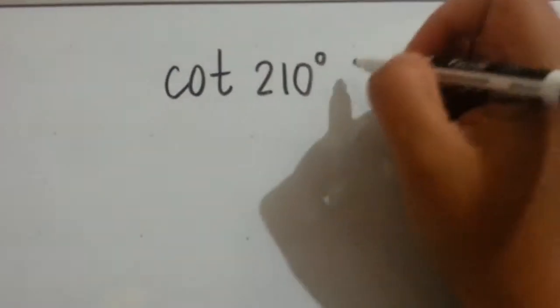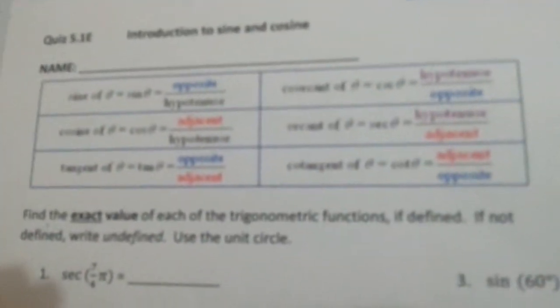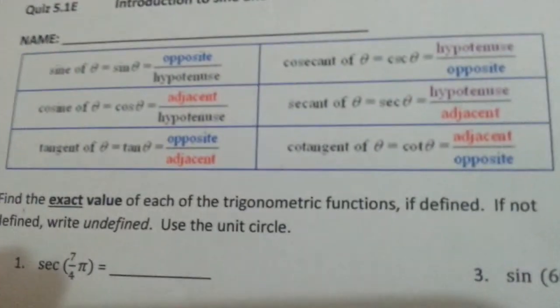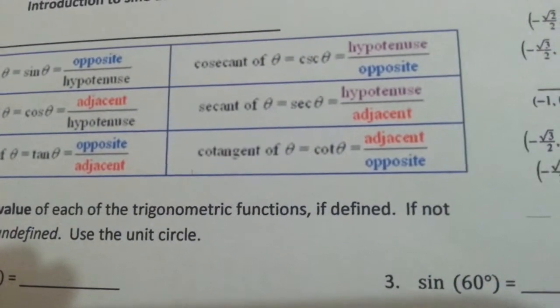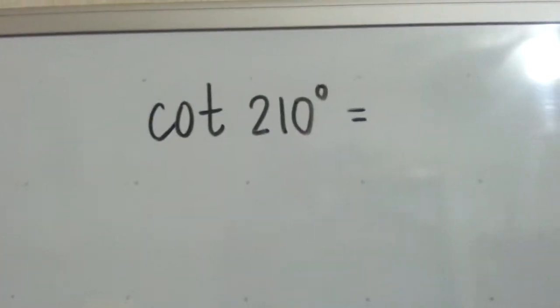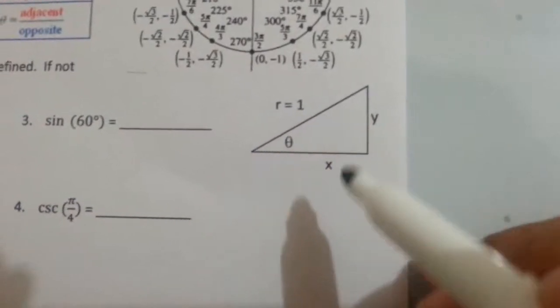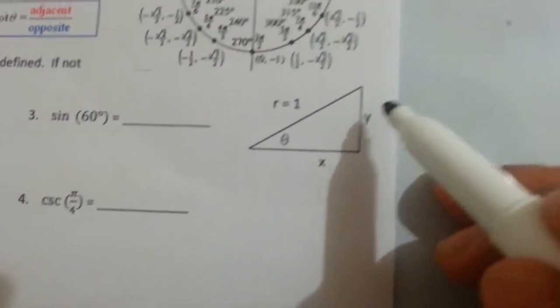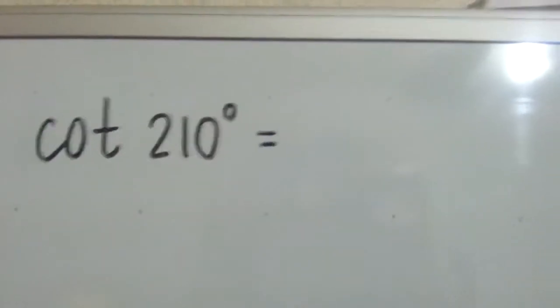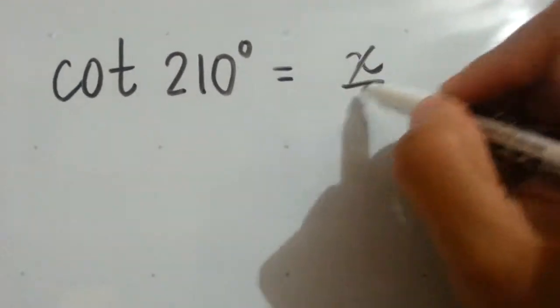Alright, the next problem is the cotangent of 210. So you need to know the definition of cotangent. Cotangent is adjacent over opposite. Oh, we forgot the triangle. Adjacent is x, opposite is y. So the cotangent is going to be x over y.